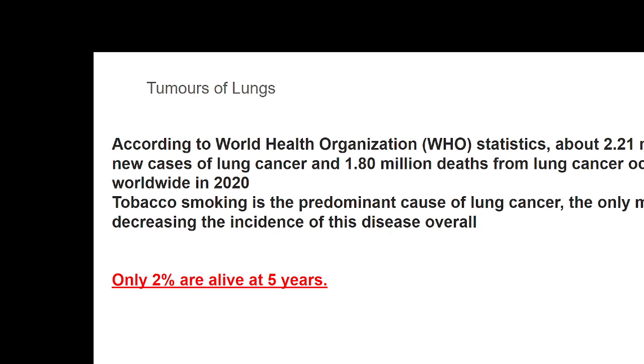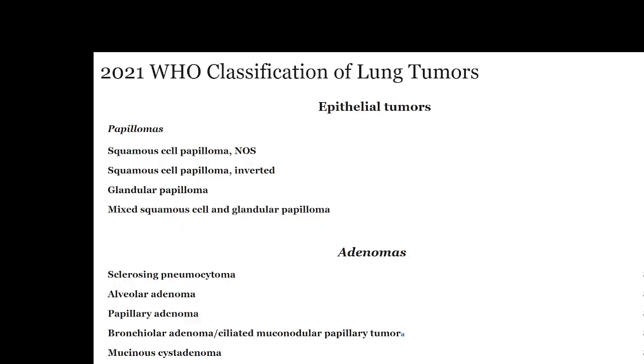One of the important issues is that tobacco smoking is the most predominant cause of lung cancer, and the only means of decreasing its overall incidence. With all the protocols of treatment, advanced treatment, only 2% are alive at 5 years. The maximum life period in lung cancer is 5 years, and only 2% can survive up to that level. So that's in brief the whole picture of lung cancer, and that's why it has become quite important.